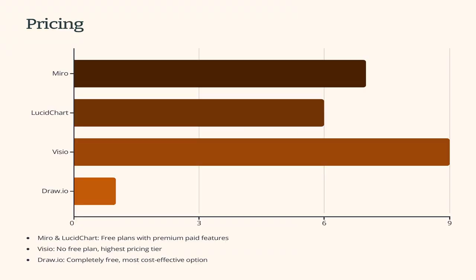Pricing is where we see some clear differences. Miro and LucidChart both offer free plans, but their premium features come at a cost. Visio doesn't have a free plan, and its pricing is on the higher end. Draw.io, however, is completely free to use and doesn't offer any paid plans, making it the most cost-effective choice.